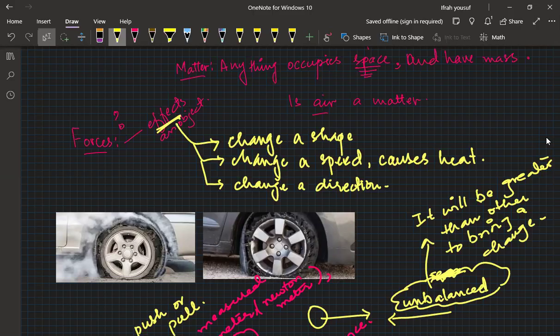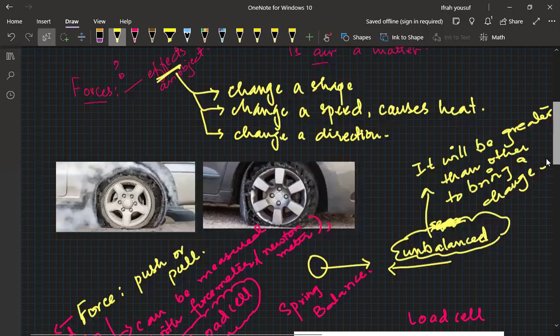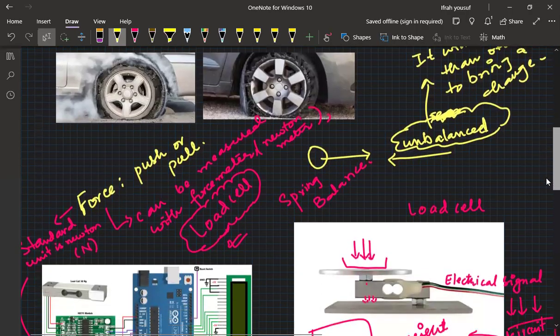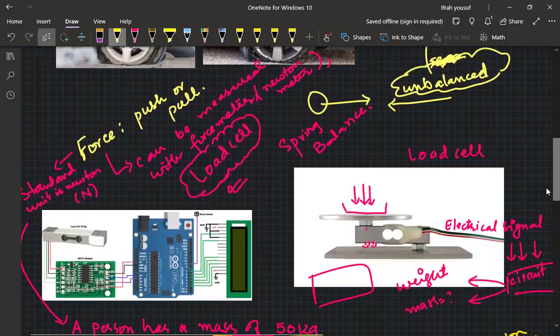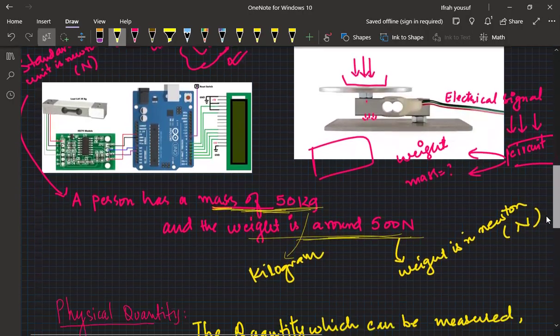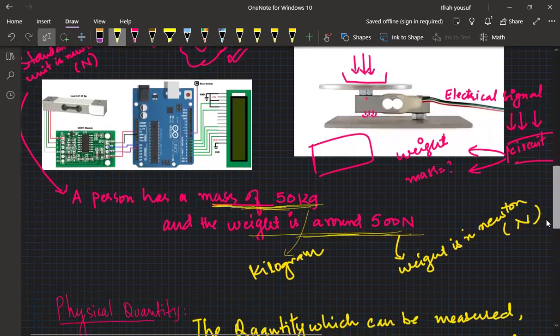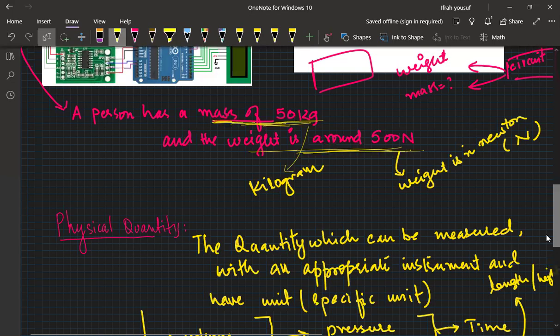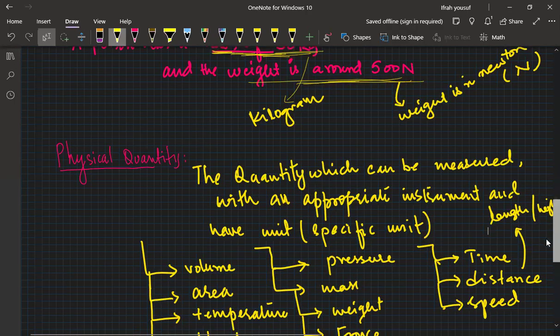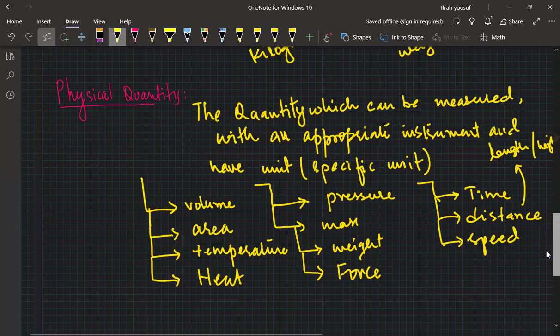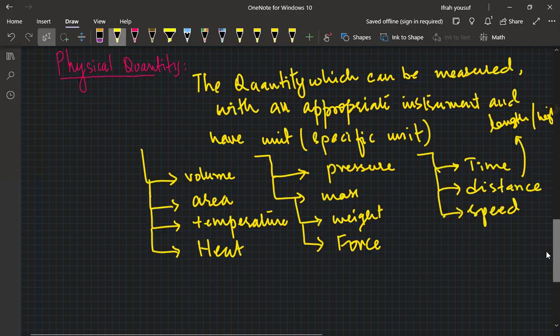Okay, so change a shape, change a speed, causes heat, yes, change direction as well. Okay, and we have discussed the concept of unbalanced force here. And then I told you a bit too much about the load cell. And then we differentiated mass and weight on the basis of unit as well. Whenever a problem is given to you, you will be able to differentiate between the mass and the weight, right? And then we have unpacked the physical quantity. We have seen what a physical quantity is and seen some examples. So God willing, tomorrow we will discuss mass and I will try to cover weight as well.